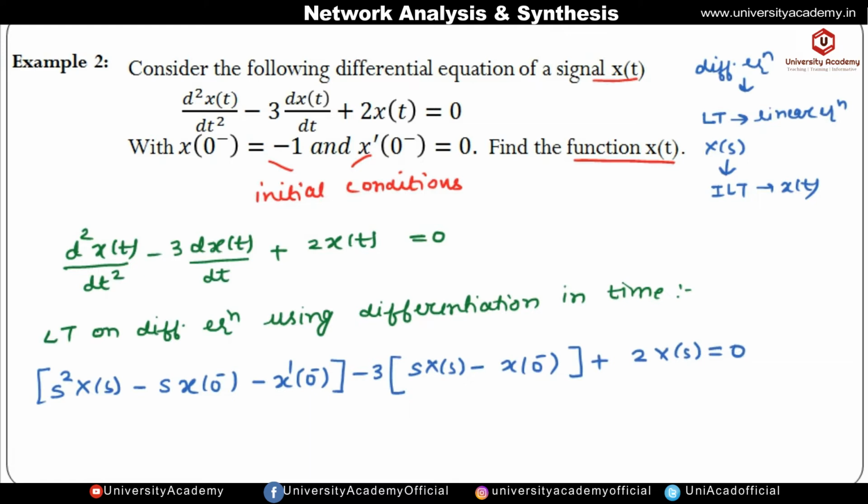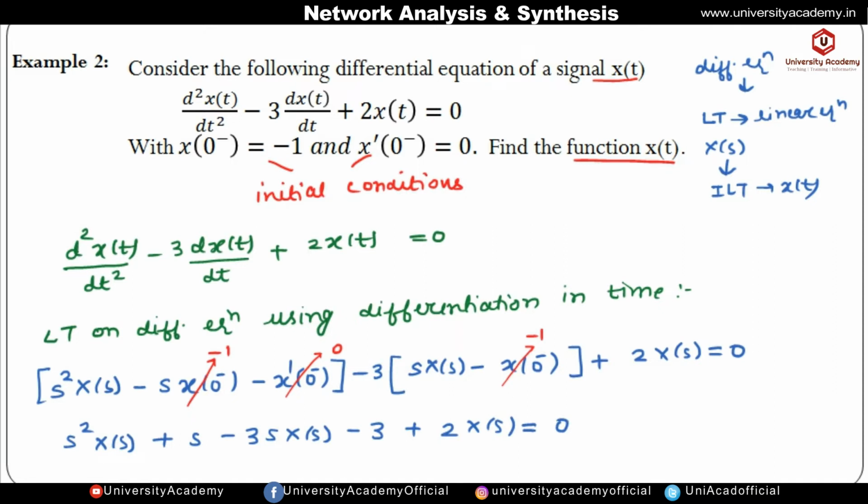So initial conditions are given, let us substitute the values. So x of 0 negative is minus 1 and x dash of 0 negative is 0. Similarly this is minus 1. Okay, so let us substitute, it will become s square X of s, and minus minus it will be plus s. Okay, this is 0, this is minus 3s X of s, and this is minus, and minus it will become plus 1 into minus 3, it will be equal to minus of 3 plus 2 X of s, it is equal to 0.